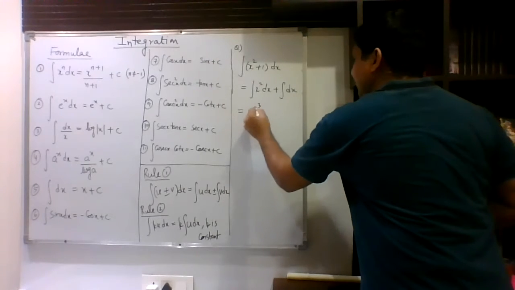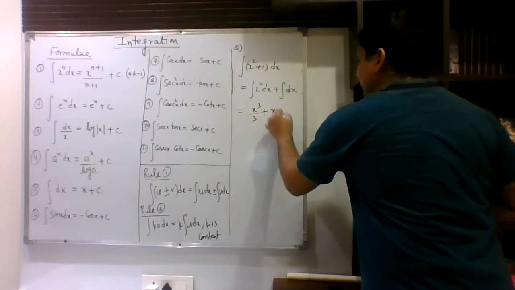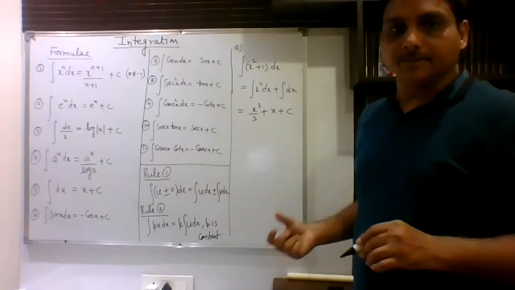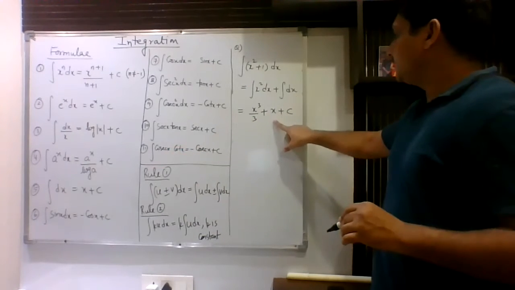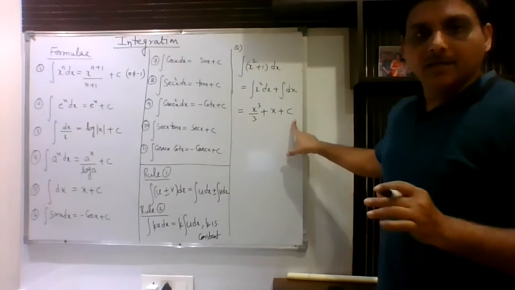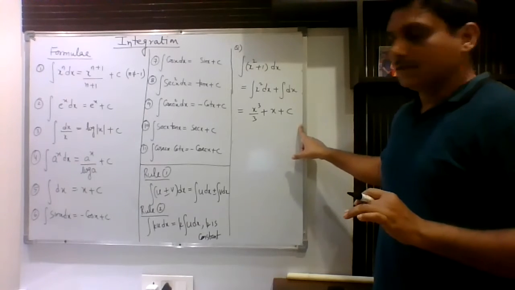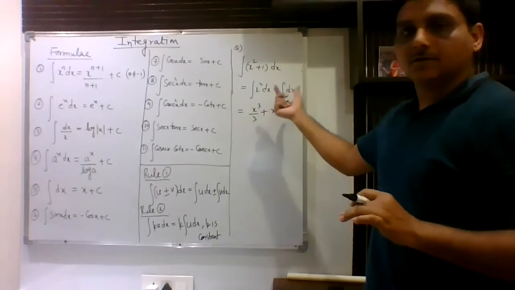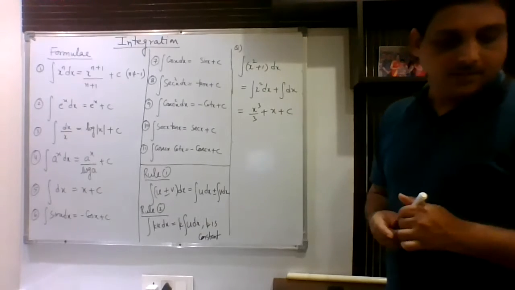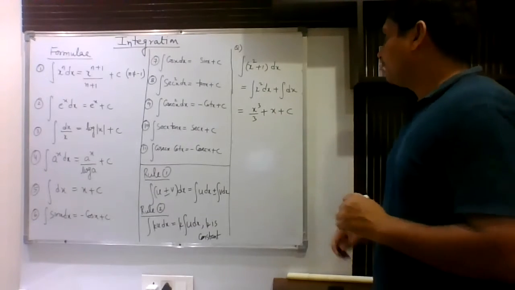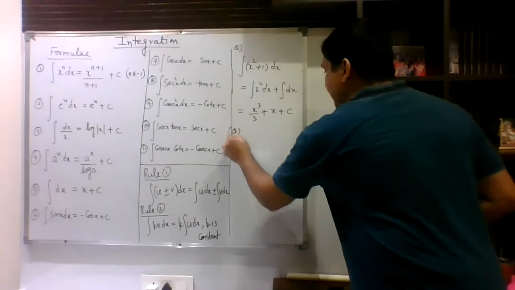So it is x to the power 3 upon 3 plus x plus c. Integration of dx as per that fifth formula is simply x. So plus c. Now be careful, here you will not write c1 plus c2, you will just write plus c. Even if you have two expressions or three or four expressions, you will just write plus c.